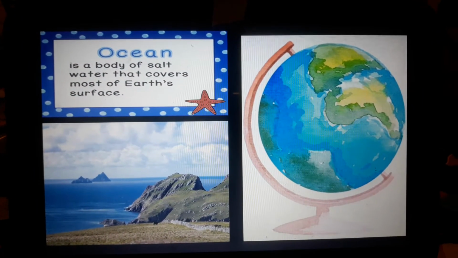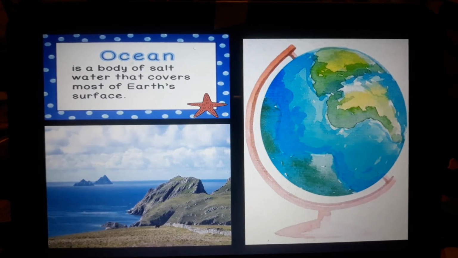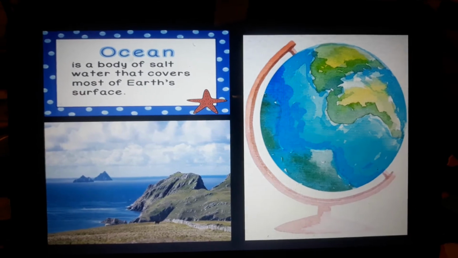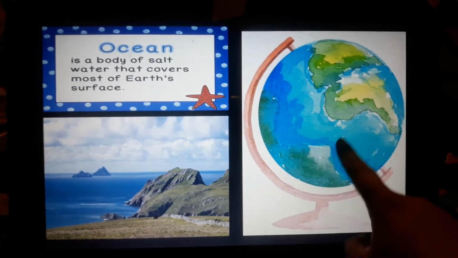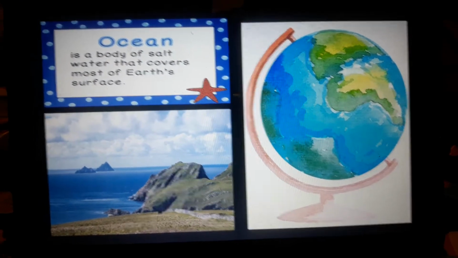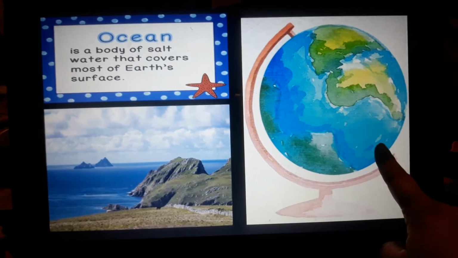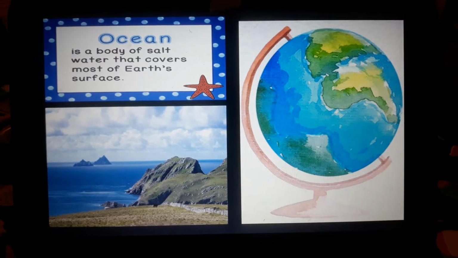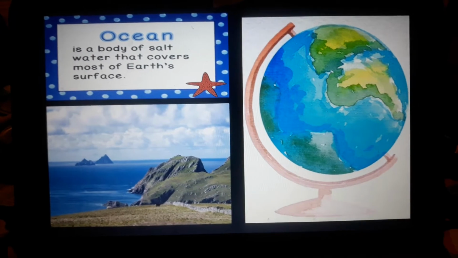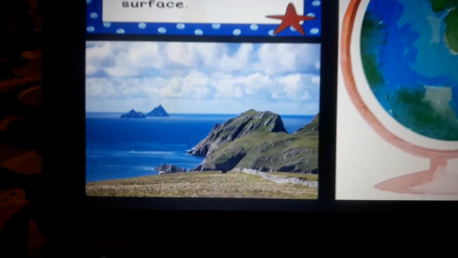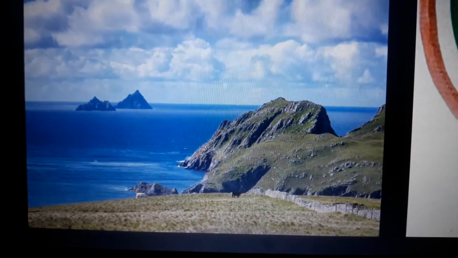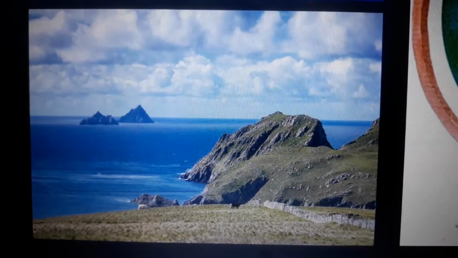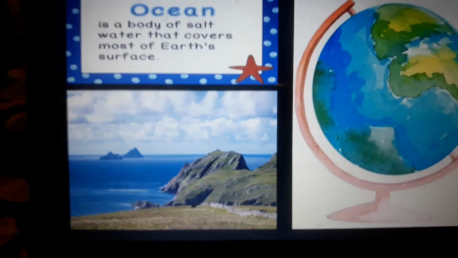All right, what is an ocean? Well, an ocean is really a body of salt water that covers most of the Earth's surface. If you'll remember, I brought in a globe like this for us a couple of times. If you look, all this blue, that's all of the ocean water, and as you can see, it covers most of the Earth. And down here, we've got a picture of the ocean. I would imagine most of you have been to an ocean before, and if you haven't, you really ought to go sometime. They're beautiful.